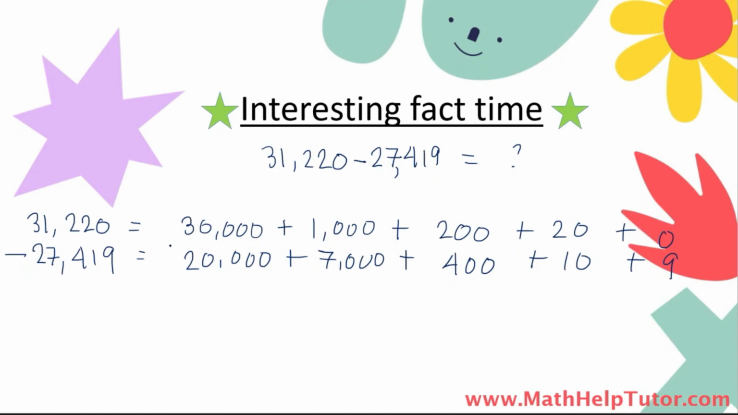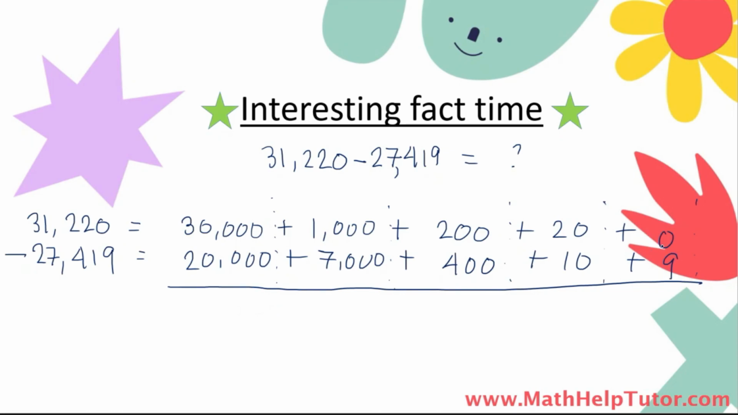That means we have to perform subtraction in each of the value of each place. So we do subtraction on the 10,000s place, on the thousands place, on the hundreds place, on the tens place, and also in the ones place. So let's put a line here to separate the decomposed numbers from the answer of our subtraction. So let's start from the ones place.